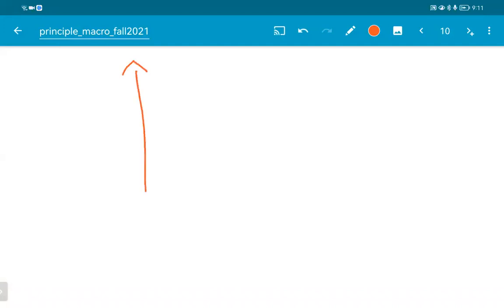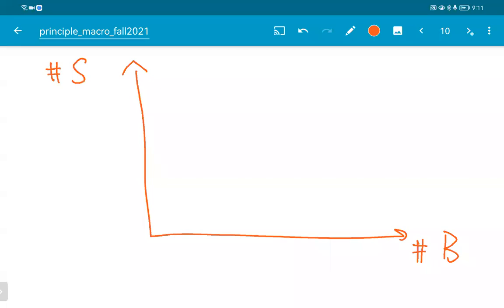On the horizontal line, we have the number of buyers. That's called B. On the vertical line, we have the number of sellers. That's called S. Here we start from 1, and then this is infinity. And similarly, 1 to infinity.